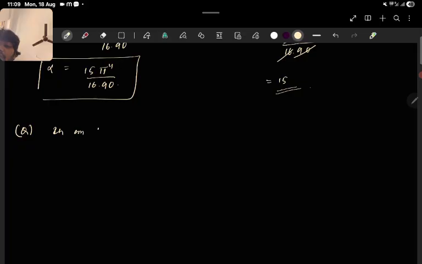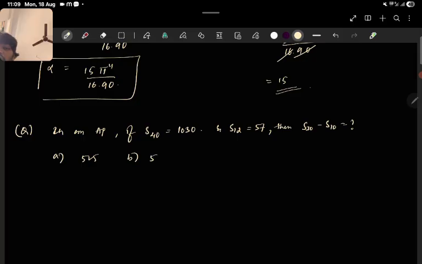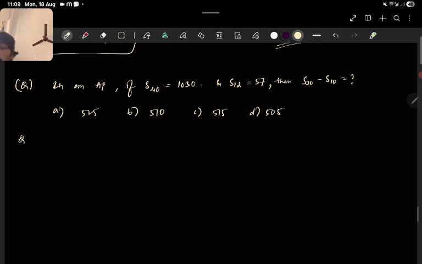In an AP, if S40 is equal to 1030 and S12 is equal to 57, then S30 minus S10 is equal to how much? Okay, this is one question. If you want, I'll give you options also: 525, 510, 515 and 505.